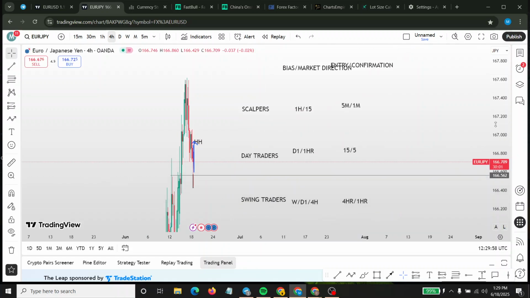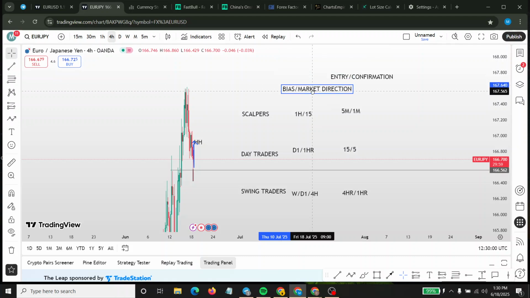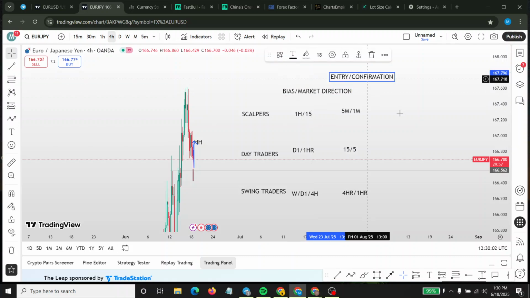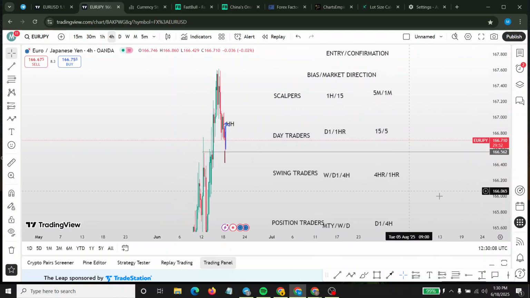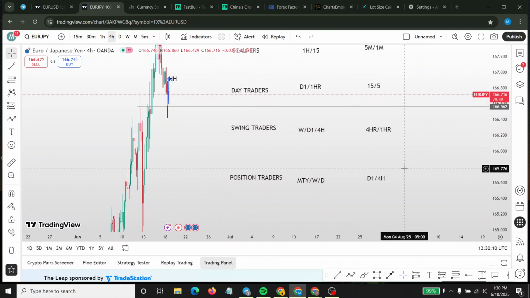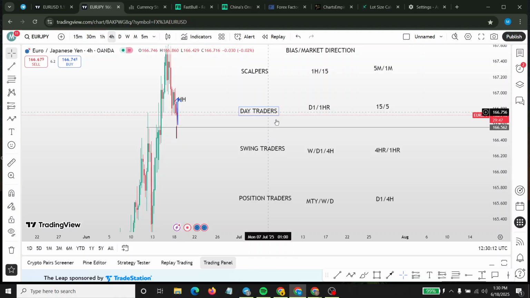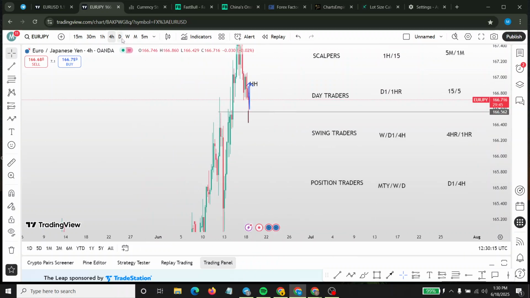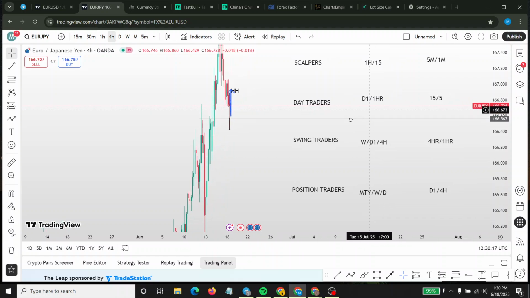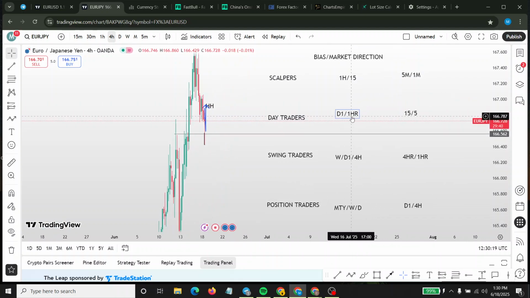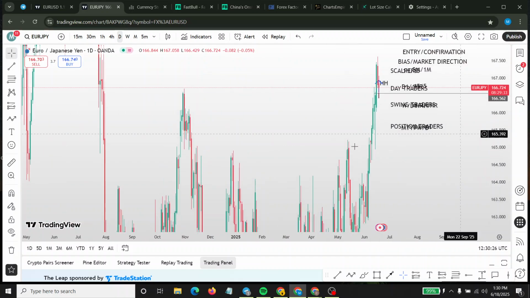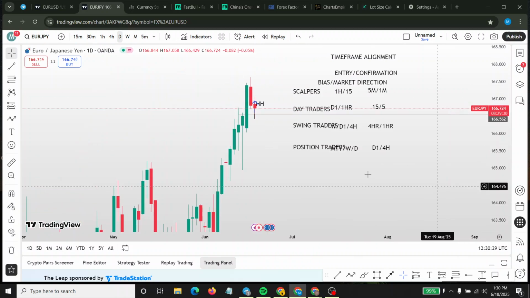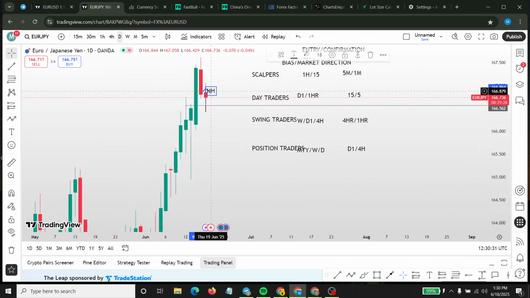Let's look at how day traders make their decision. Day traders in this regard will start their analysis on the daily. Now let's look at how day traders check their analysis to see the bias of the market on the daily, to see what is happening.